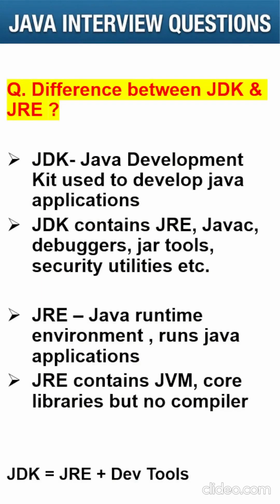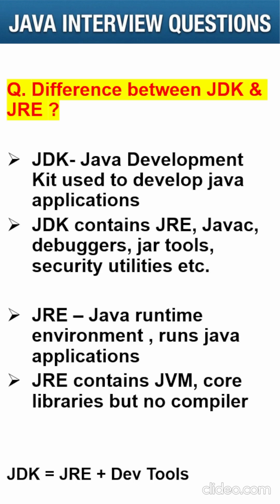The difference between JDK and JRE. JDK stands for Java Development Kit. It is used to develop Java applications. JDK contains JRE, Java compilers, debuggers, jar tools, security tools, etc.